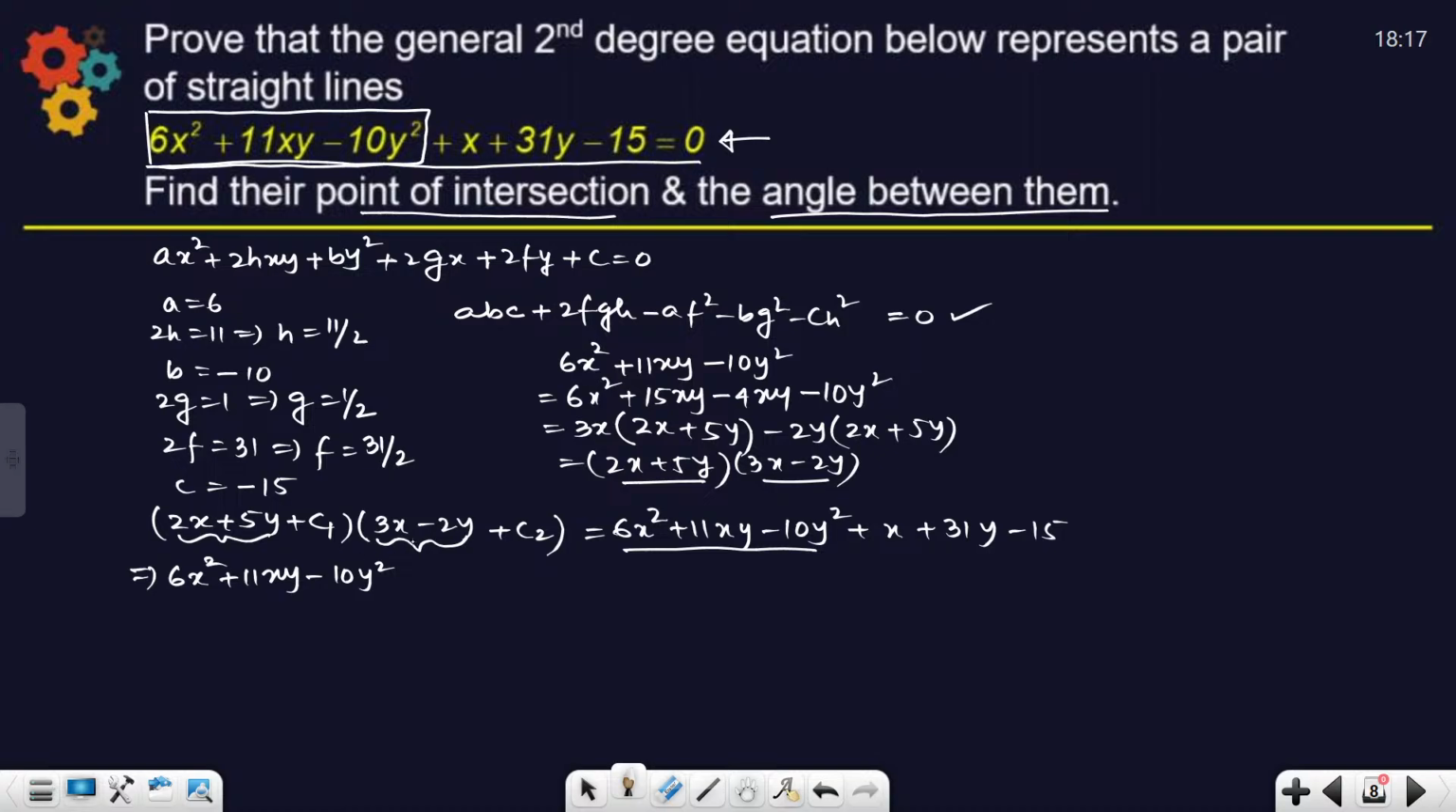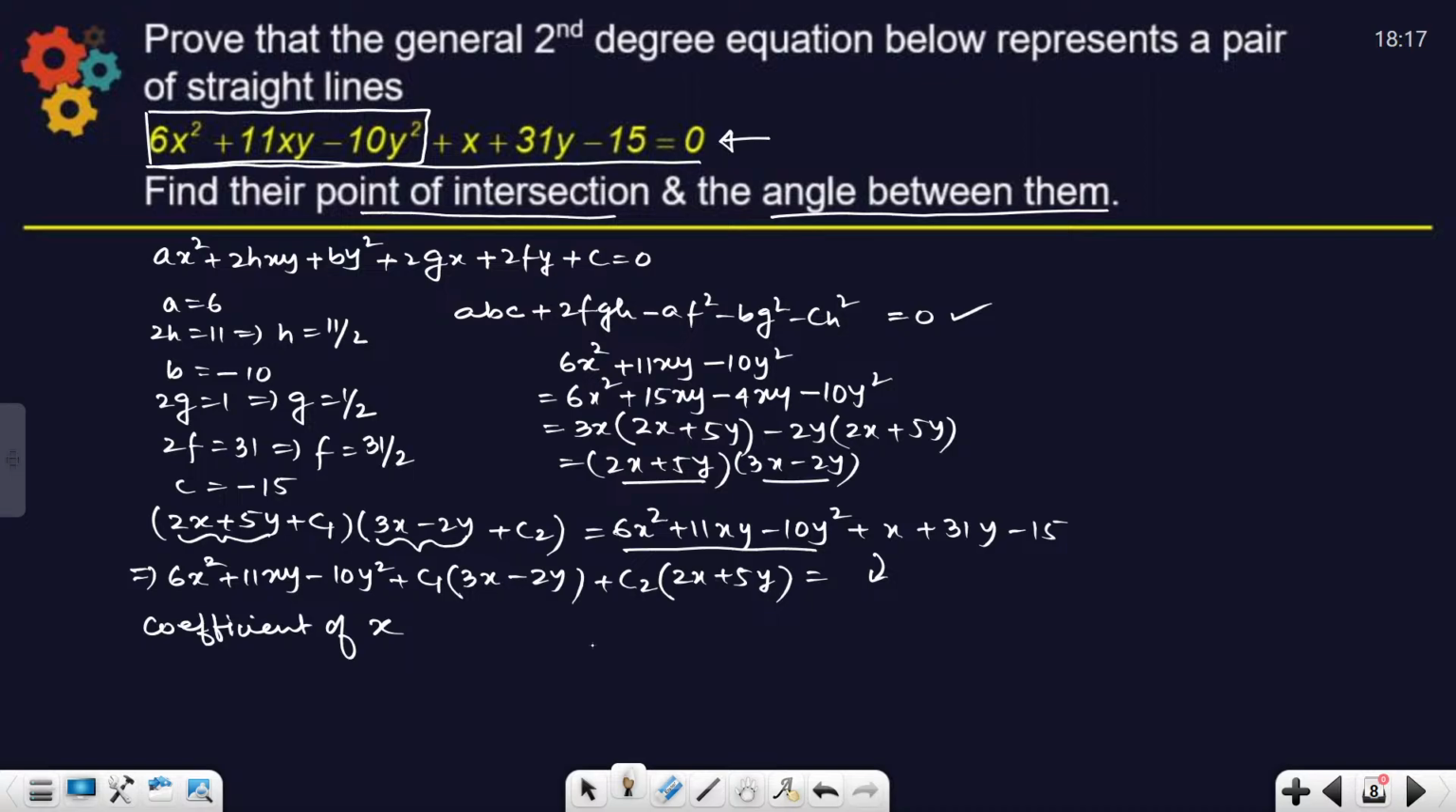Okay, and then when we multiply this with this, we are getting C1 times 3x minus 2y plus C2 times 2x plus 5y, which is this given expression. So you can write this thing as, don't write anymore, no need to expand this anymore. You simply compare now. What is the coefficient of x?